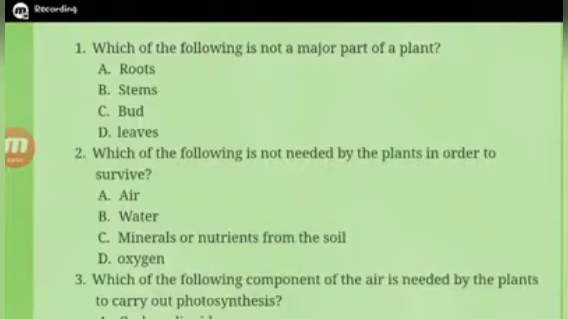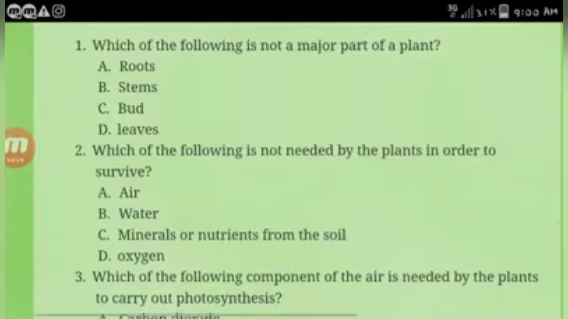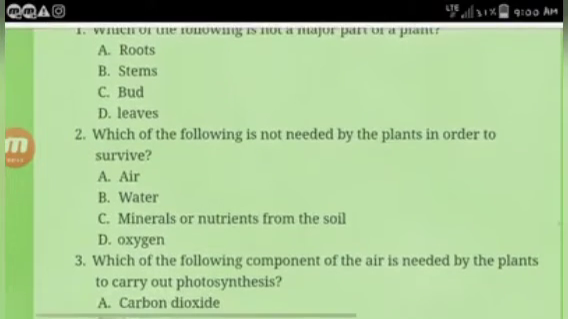Hello, this is Teacher Seppi. Here I have Science Reviewer. Okay, let's go to question number 1. Which of the following is not a major part of a plant? Root, stems, bud, or leaves. Okay, so it's really very obvious that bud is the answer, which is letter C, because the major parts of the plants are root, stems, and leaves.